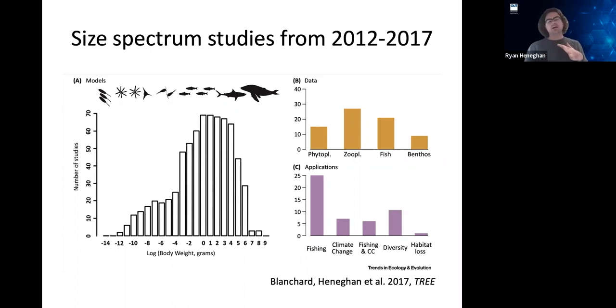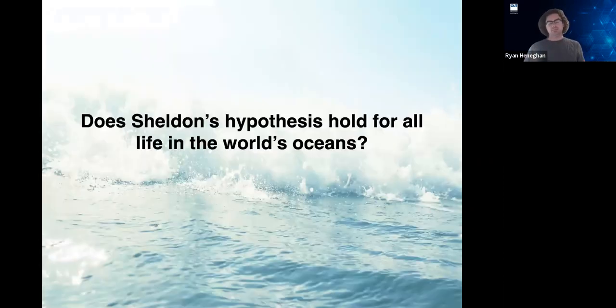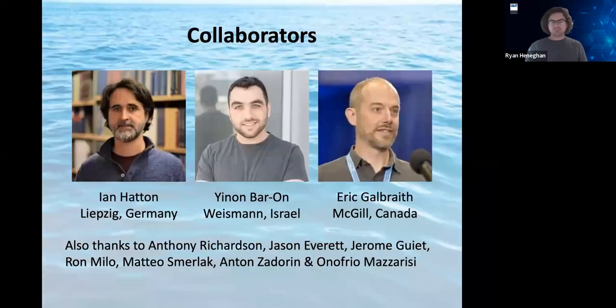But from what we could see, me and my co-authors, was that Sheldon's hypothesis says at the global scale, if we were able to count and weigh everything in the oceans and put it on a size spectrum, which was in the spirit of Sheldon's original hypothesis, does it hold? As far as we could see, that was still an open question in the literature if we tried to get a global spectrum.